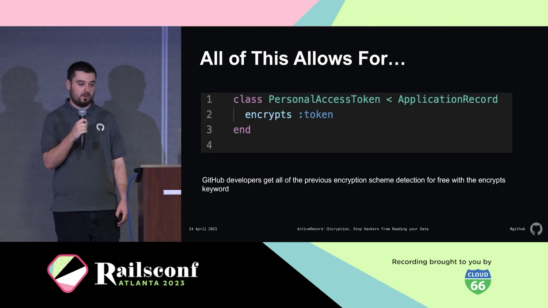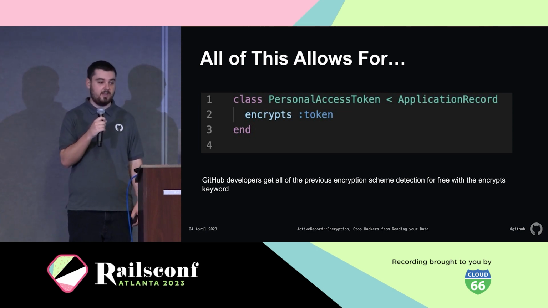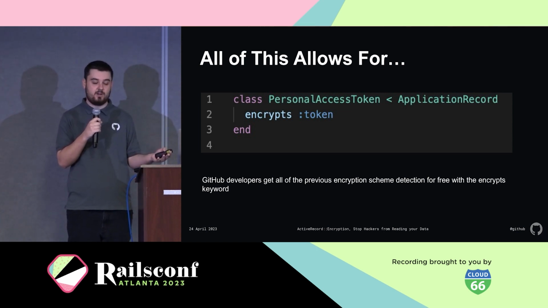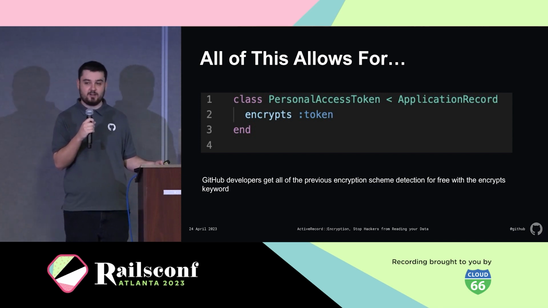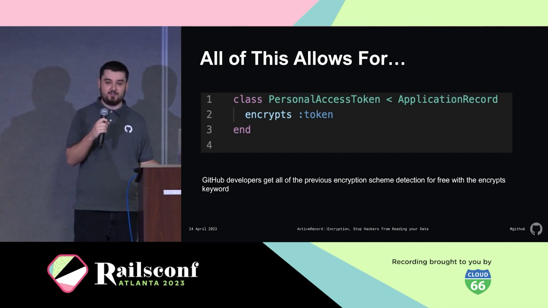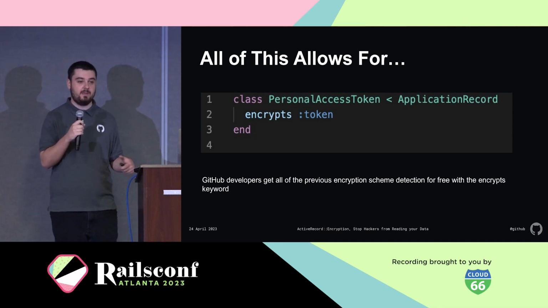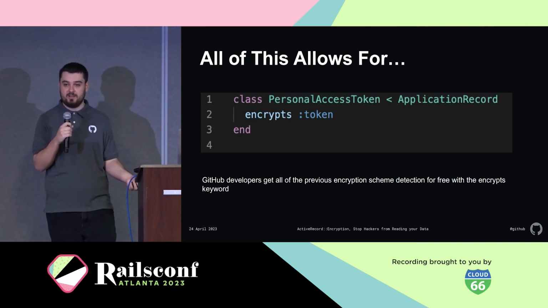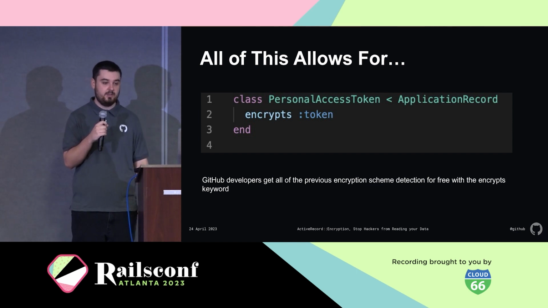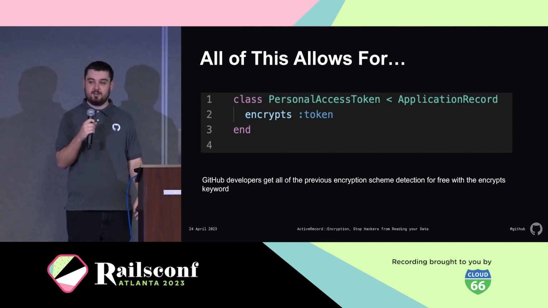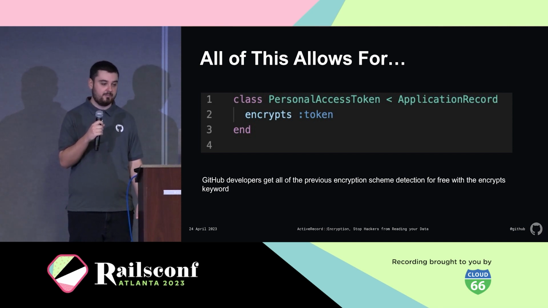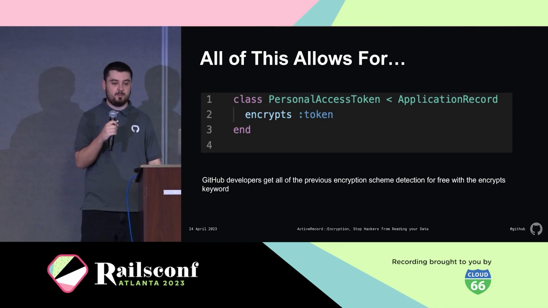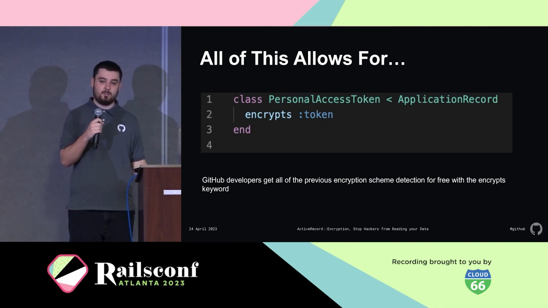Well, all of this allows for a very simple API for our developers. As you can see here, with the personal access token, they're calling encrypts on token, and that's all the developer needs to do at GitHub. So to create a new encrypted attribute, they just add this encrypts field, and automatically they get decryption for free, they get encryption for free, and then if decryption fails, it falls back to either plain text mode or to our previous encrypted mode. So basically, this means data from previous encryption schemes can all be read super simply with just one encrypts call. And so we made this API very simple for GitHub developers while also being super robust.